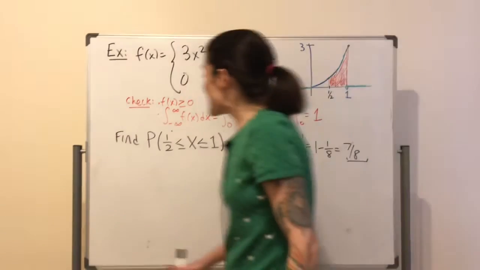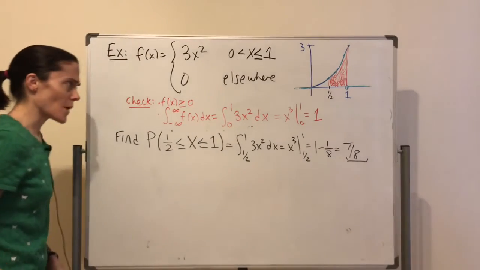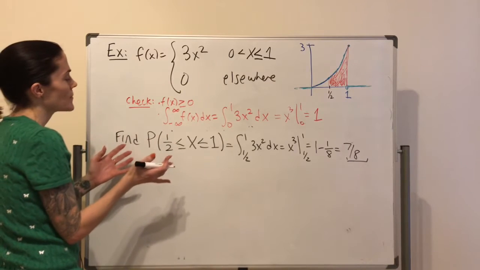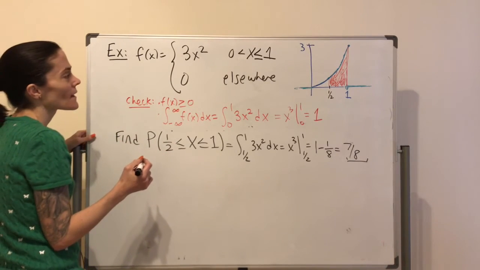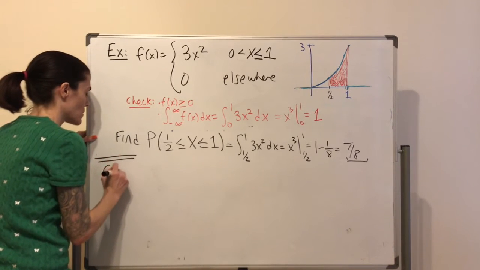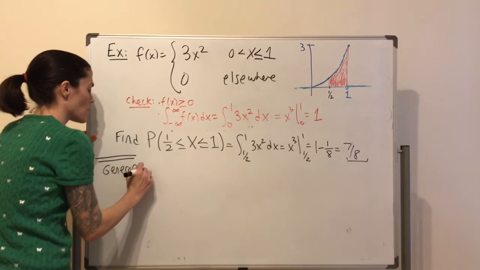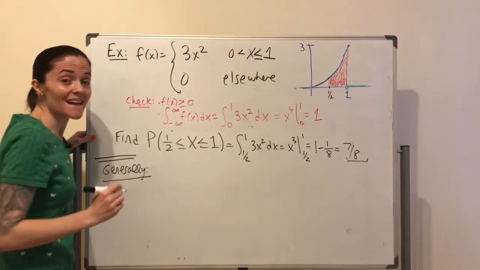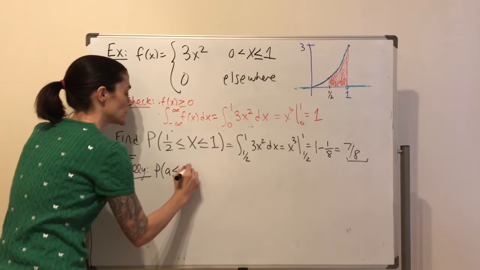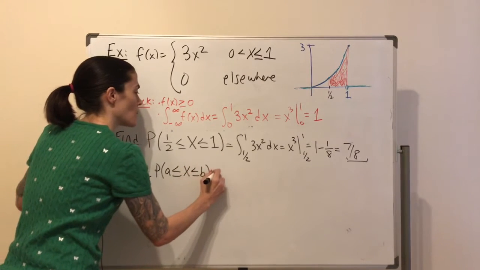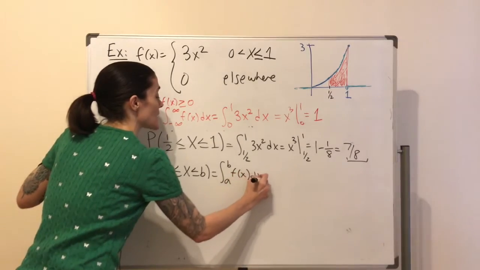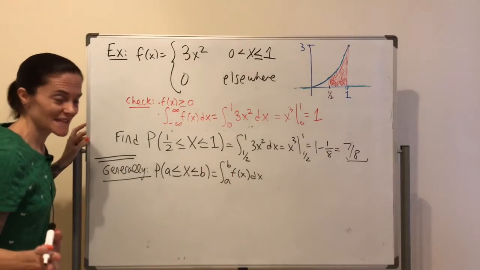Okay, well, let me make a comment because this is quite important. Let's say we take this exact same function, or maybe I'll work more generally. The way that I defined this, I said the probability that a is less than or equal to x is less than or equal to b was the integral from a to b of f of x dx, where little f is the probability density function.